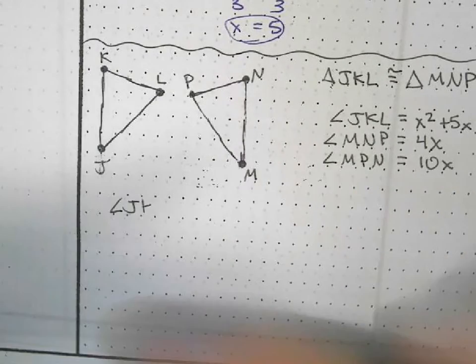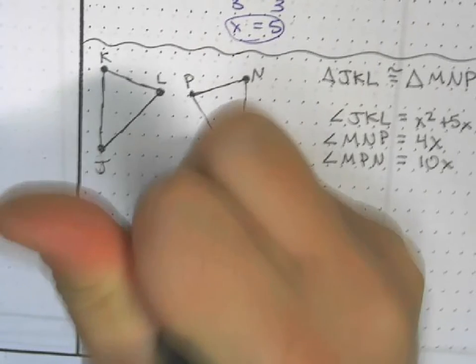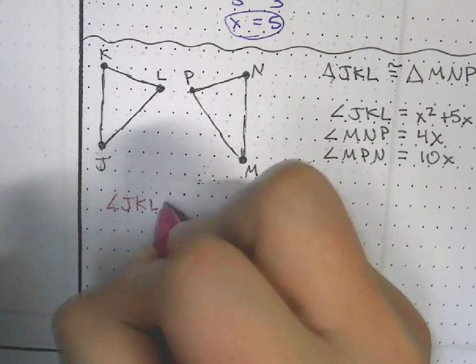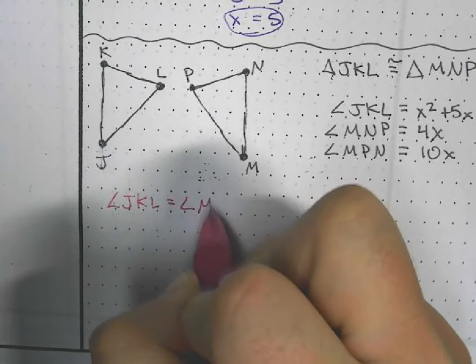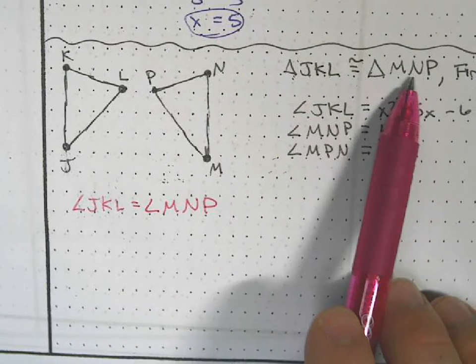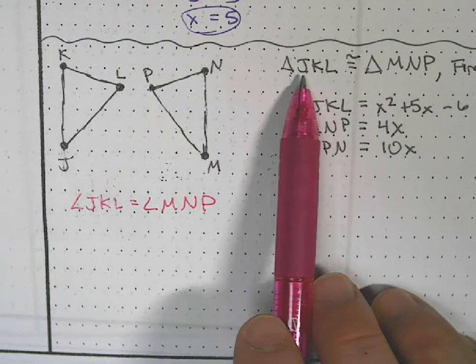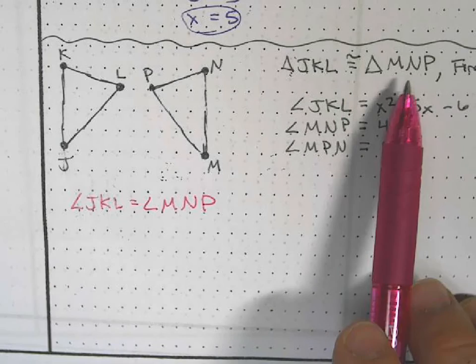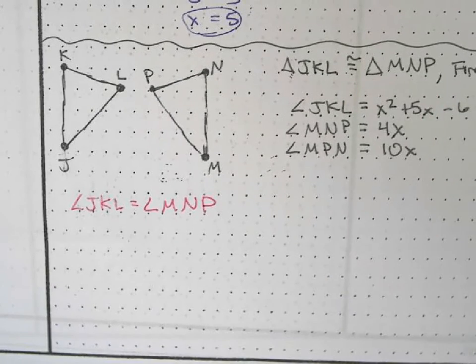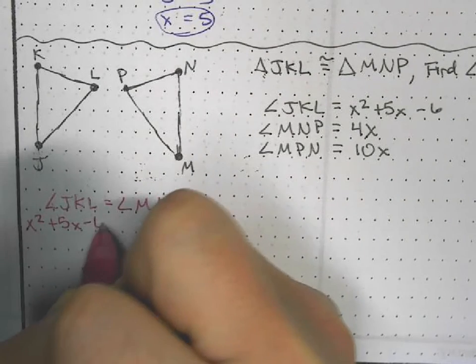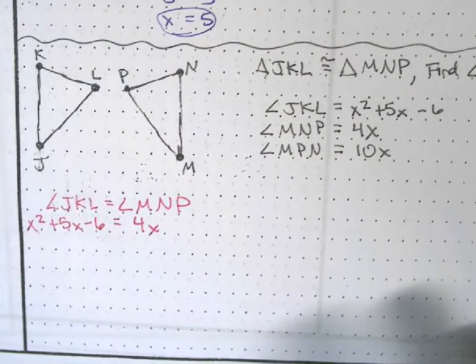So I'm going to go over here and say angle J, switch colors since I'm doing my work now. Angle JKL is equal to angle MNP. Again, just using the order in our congruency statement. The order of the letters tells a story. JKL, that exact order, first, second, third, same order, first, second, third, MNP. Okay, so let's plug in our information. So I have x squared plus 5x minus 6 equals 4x.